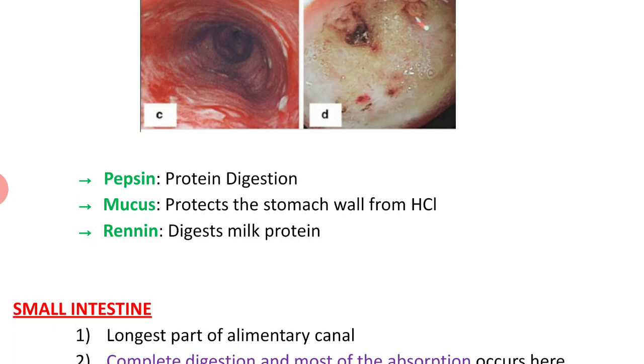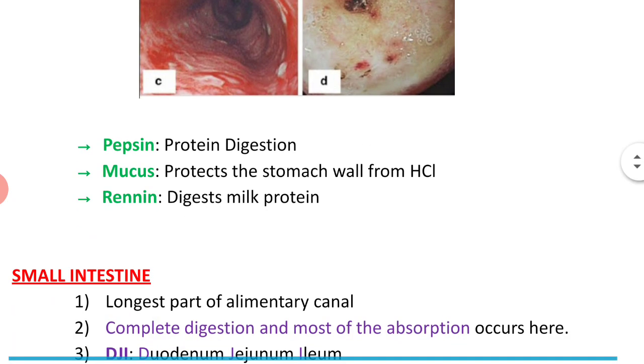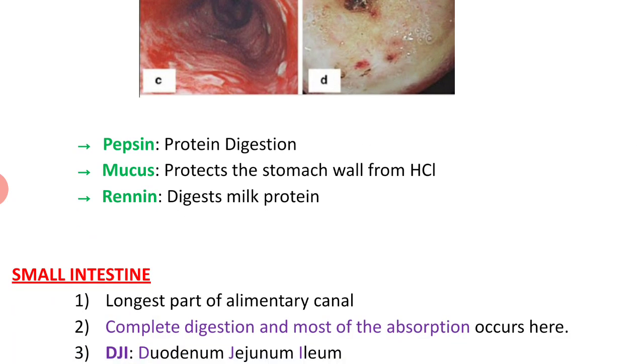Now we are saying that if HCl content increases, it may lead to acidity and may lead to ulcer formation. Then why, in normal conditions, does the inner wall of the stomach not get damaged by the HCl? This is because there is a layer of mucus present just next to the stomach wall. So HCl does not come directly in contact with the stomach because there is a mucus lining in the stomach. This mucus protects the stomach wall from HCl.